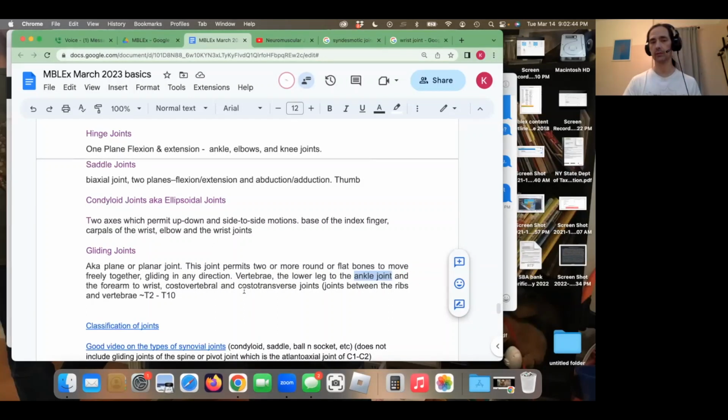Especially if it's a shallow ellipsoid type joint, it could be shallow enough to operate as a plane, or if the plane has a little bit of a curve on it, then it could be curved enough to be an ellipsoid.